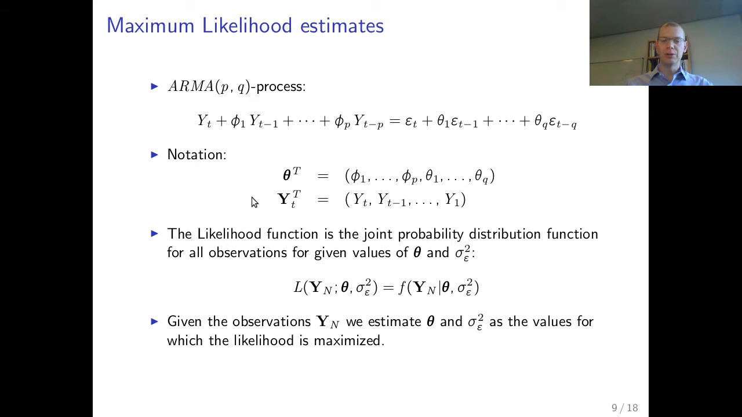So the likelihood, we discussed this earlier again, is the joint probability distribution function for all observations for the given values of theta and sigma epsilon square. And that is just the density as given here. So given the observations, what we need to do is to find the parameter values that maximize the likelihood. How do we go about that?